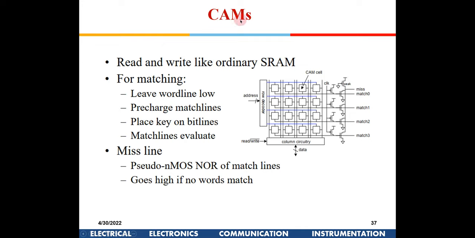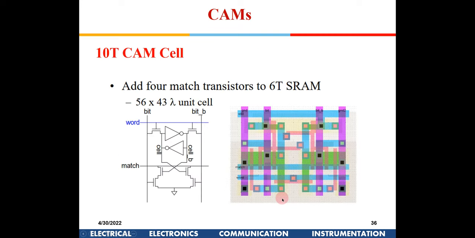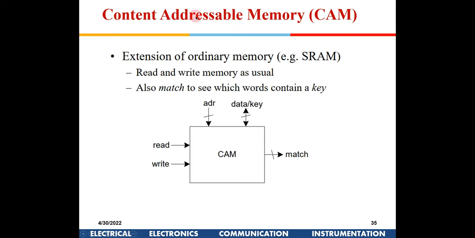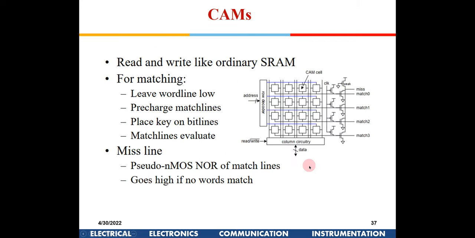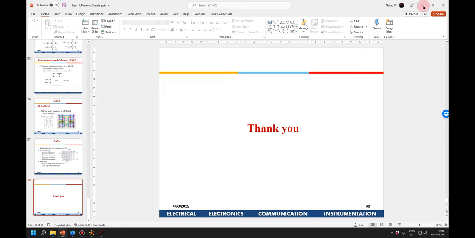So this is what is known as content addressable memory, a CAM. These kinds of memories also exist. With that we come to the end of this class, but let me quickly show you some simulation.